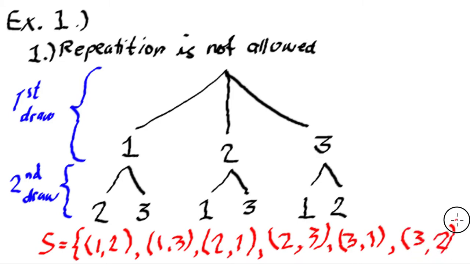And this is our answer for number one. This is the sample space for number one. So we have 1, 2, 1, 3, 2, 1, 2, 3, 3, 1, 3, 2. Notice that there's no repetition since we don't put the number that we got from the hat back in when we drew it. So that's for number one.